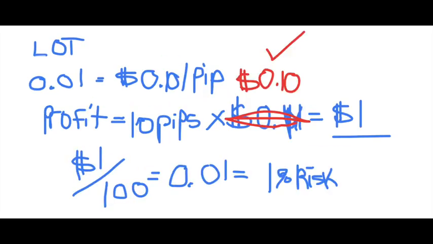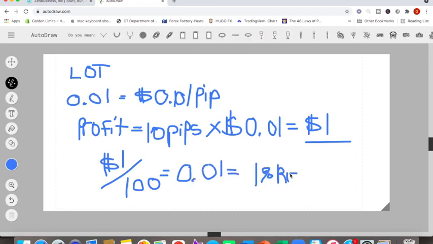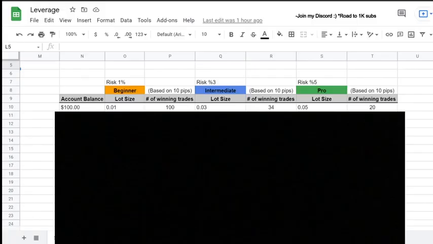Whoa, my fault. I just realized I put 1 cent instead of 10 cents. So let me just cross this out and fix it. That should say 10 cents. And $1 is 1% of 100, correct? Cool. Now, same thing with risking 3% if you're intermediate stage, right? A 0.03 lot size is 30 cents per pip. So if you're going for 10 pips times 30 cents, that equals $3. $3 is 3% of $100, right?